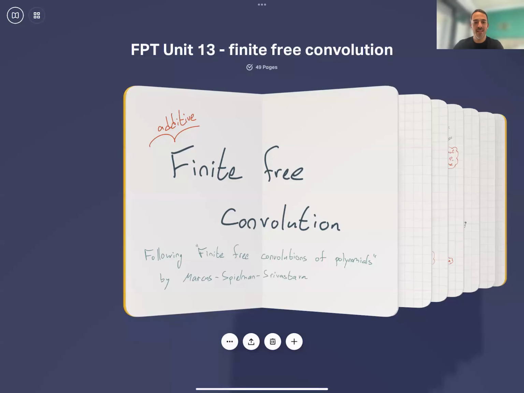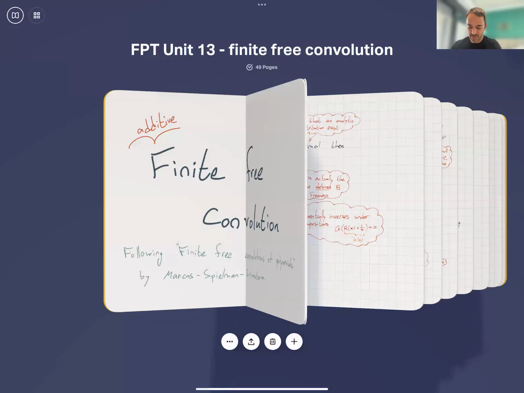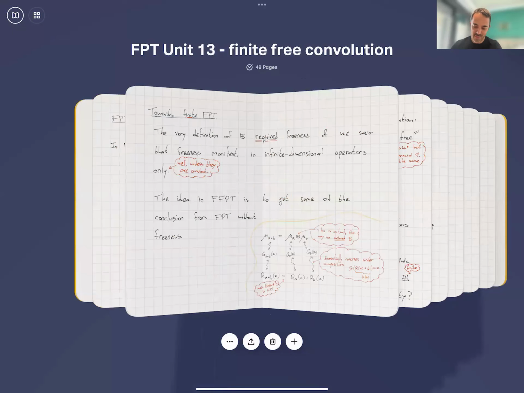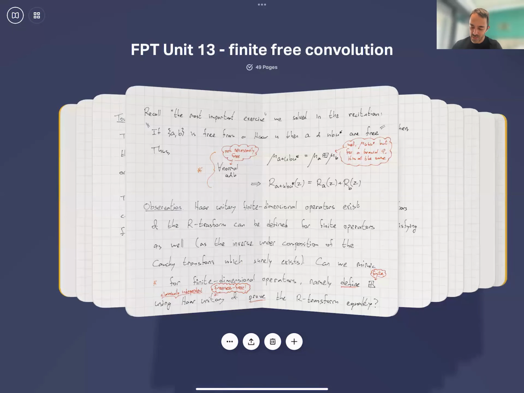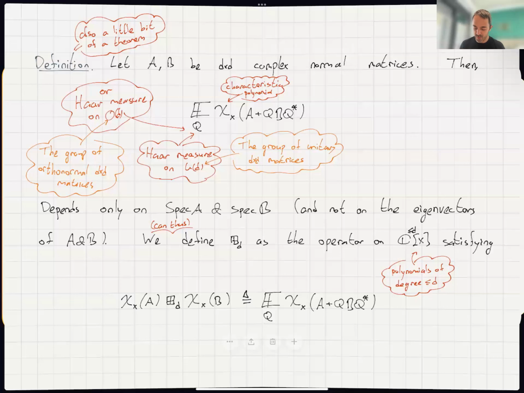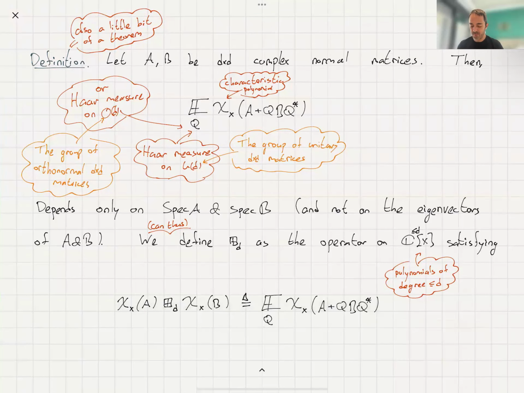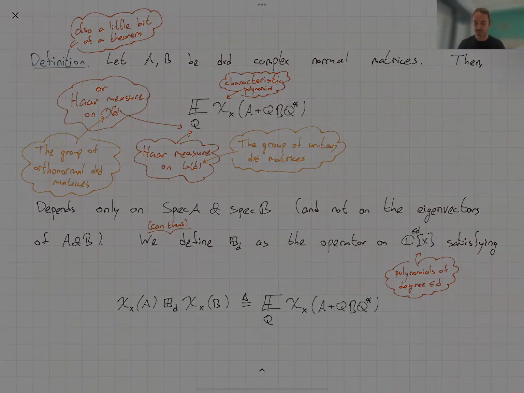Okay, so as I remember, last time we talked about the additive finite free convolution, and we motivated it using, as I said before, the most important exercise and so forth. And we defined the additive free convolution with some parameter d. So that's what you see here, as this expected characteristic polynomial that you have here.